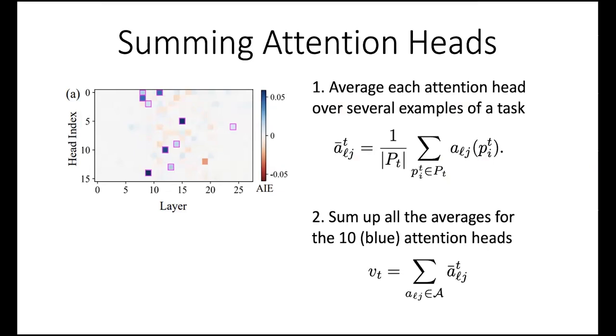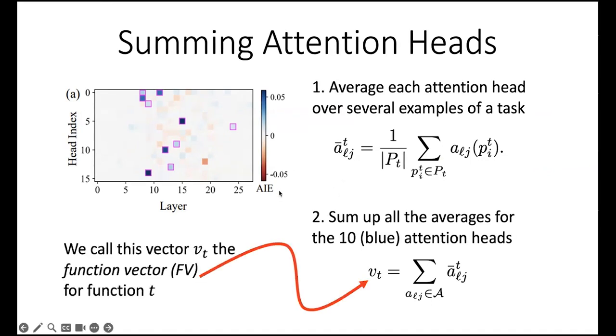And we can actually kind of decode the circuit by going to the attention heads and just summing up what all their output is. So what we do here is two steps. We average each attention head over a few examples of a task, and then we go to the 10 attention head averages, and we just add them up for a specific task. And so what that gives us is a vector. This VT is something we call a function vector for the task, for the function T.